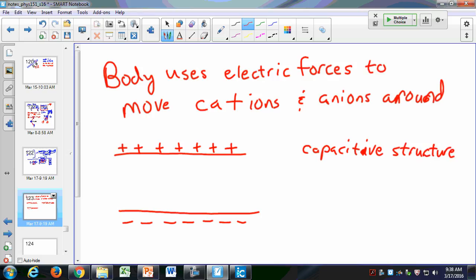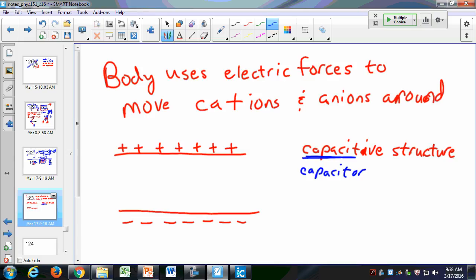I tell you that because later we're going to look at capacitors, and they will look a lot like this, so they won't be terribly unfamiliar. But it's a capacitive structure where you have charges on either side. So I have positive charges over here and negative charges over here. And again, we'll see with the nerve cell that we get very much a positive charge on one side and a negative charge on the other side, and that will cause charges to move back and forth between this.